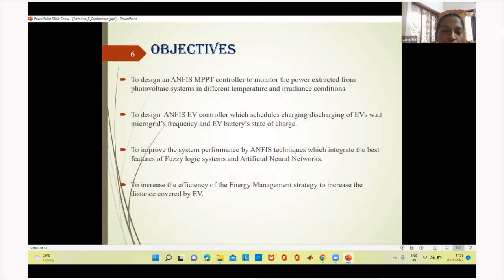Then the objective. Here, the major objectives are developing the ANFIS MPPT controller and the ANFIS EV controller. The ANFIS MPPT controller monitors the power extracted from the PV systems at different temperature and irradiance conditions. Then the EV controller schedules the charging and discharging of the EV's battery with respect to microgrid frequency and the battery's state of charge. Then to improve the system performance by the ANFIS technique, which integrates the best features of fuzzy logic systems and ANN, which is nothing but artificial neural networks. Then to increase the efficiency of the energy management system and to increase the distance covered by the electric vehicle.